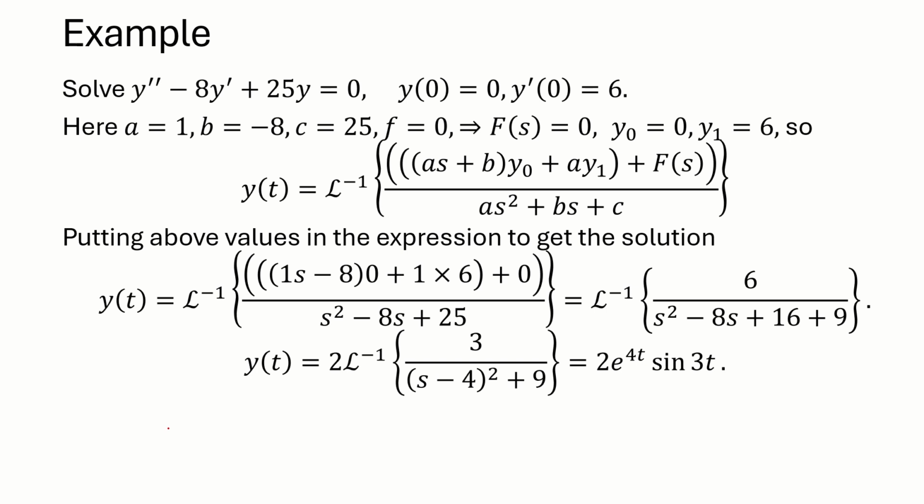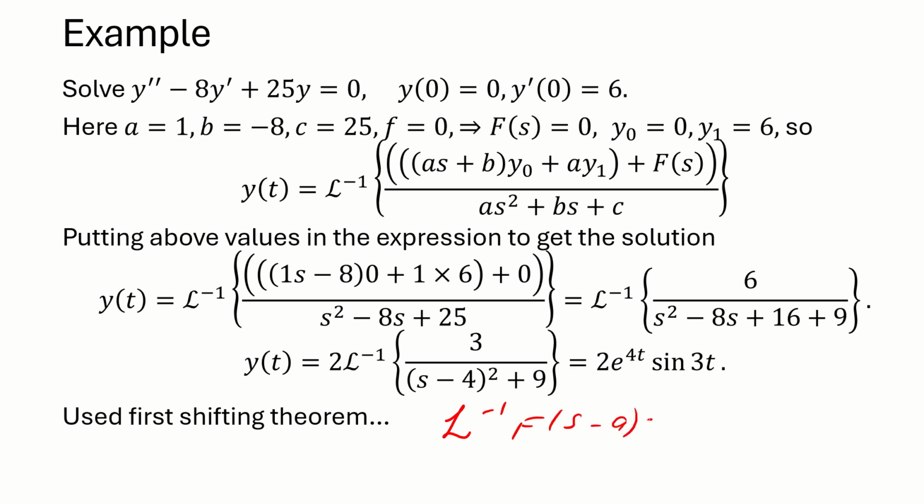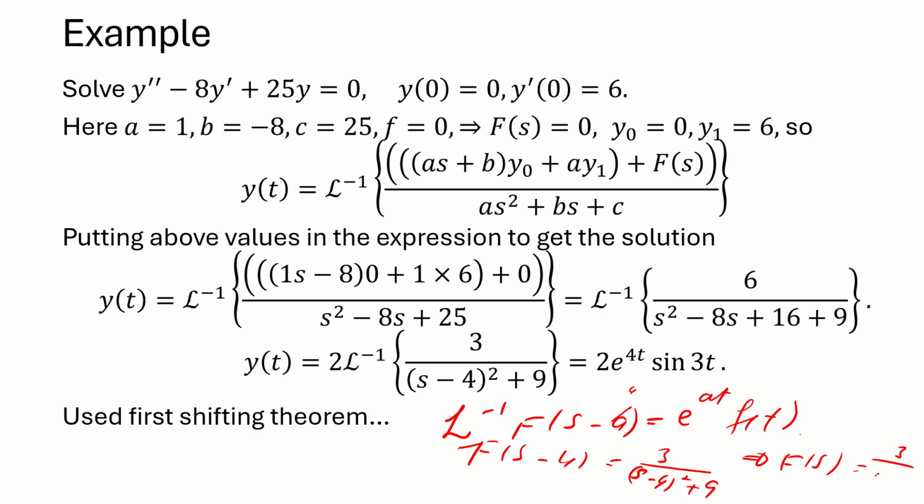right? Now you must remember the first shifting theorem, which states that if you want to find the Laplace inverse of f of s minus a, that will be e power a t into f of t, right? So what do we do? In this case, our a is 4, so f of s minus 4 is given as 3 divided by s minus 4 squared plus 9. From here we find f of s, which will be 3 divided by s square plus 9. Then we find f of t from here, which is sine 3t.